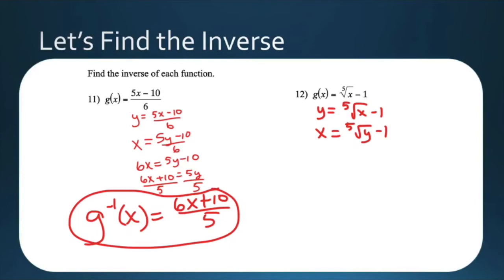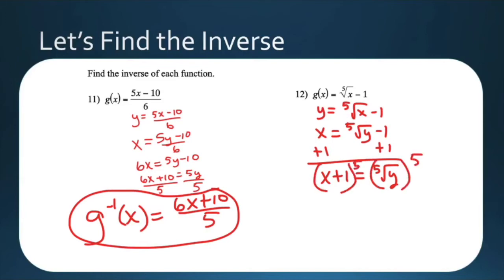Now we need to solve for y. So what are we going to move first? The 1. Add the 1. We'll have x plus 1 equals the 5th root of y. How do I get rid of the 5th root? Not multiply by 5. Divide? To the 5th power. Right, yes. The whole thing to the 5th power.